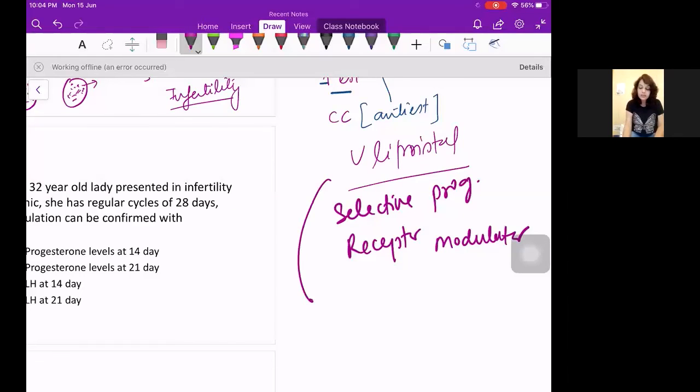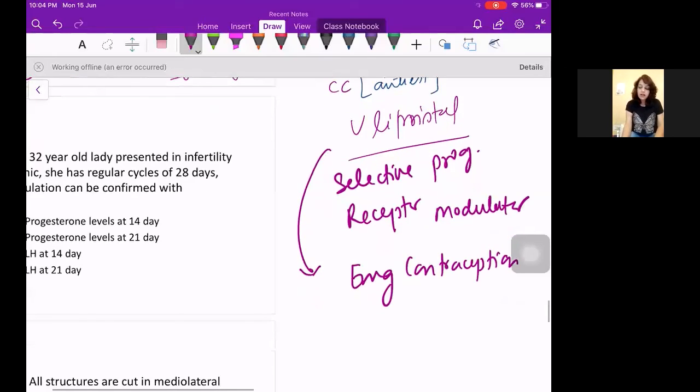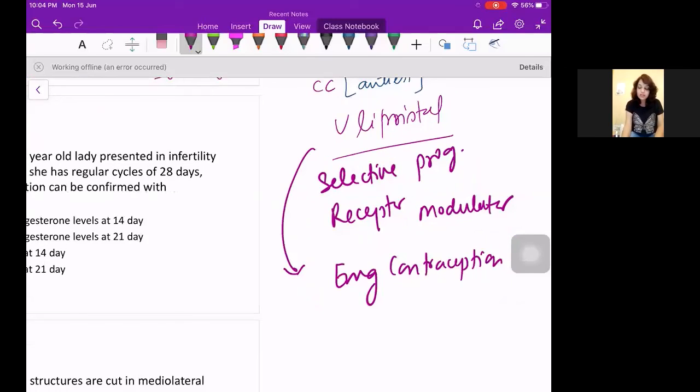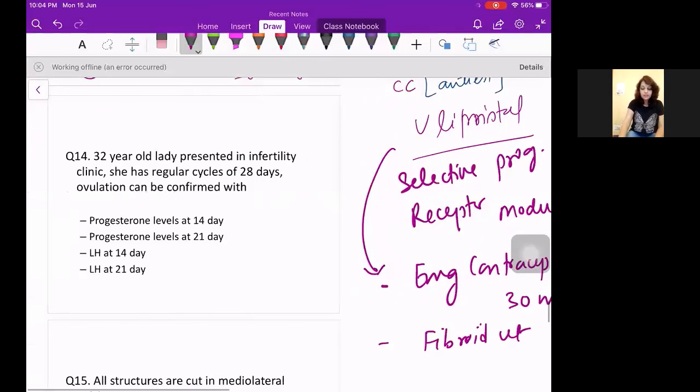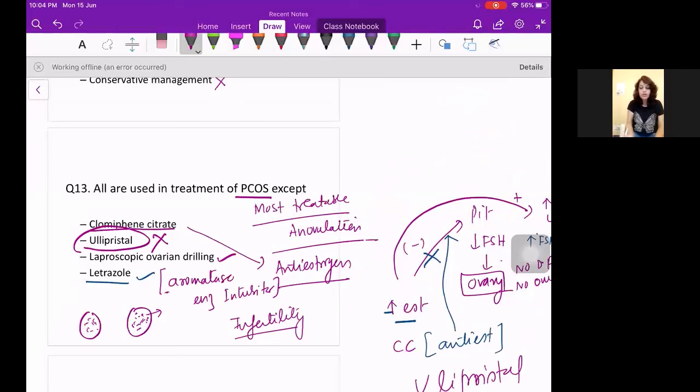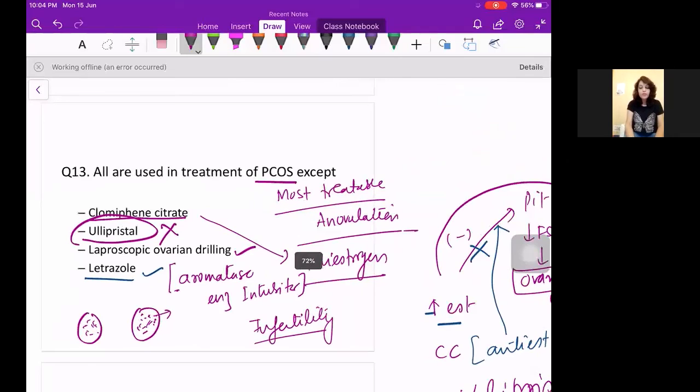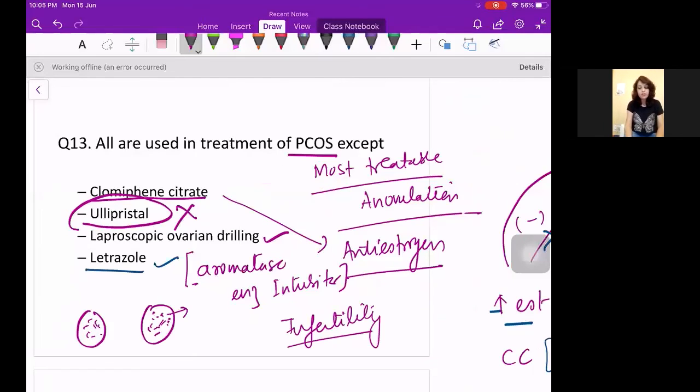So ulipristal is being used as emergency contraception, and in AIIMS PG 2018 it was asked the dose of ulipristal in emergency contraception, so it is 30 milligram dose. Another use of ulipristal apart from emergency contraception is the fibroid uterus. So there are two important uses of ulipristal, that is emergency contraception or postcoital contraception, and fibroid. So in this question, clomiphene citrate you give for PCOD, letrozole you give for PCOD, laparoscopic ovarian drilling can also be done for PCOS cases, but ulipristal has got no role.